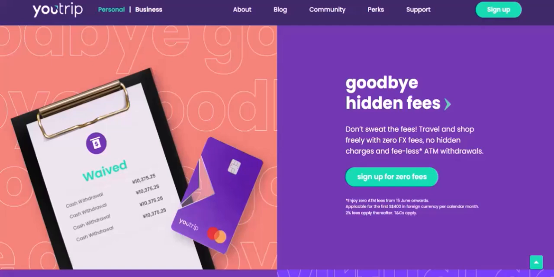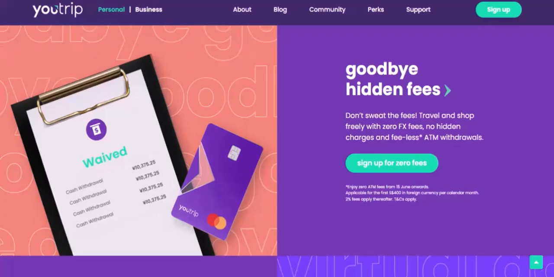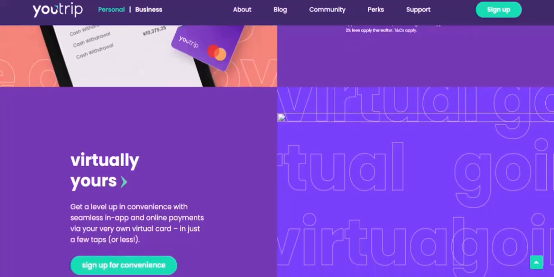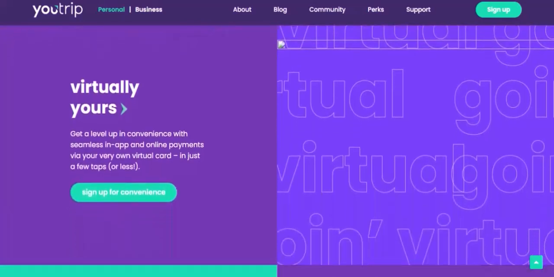Secondly, the currency matters. Bank withdrawals from YouTrip are typically facilitated in Singapore dollars. If you have foreign currency balances, you'll need to convert them to SGD within the YouTrip app before initiating a withdrawal to your bank account. This ensures a smooth transfer to your local SGD bank account.